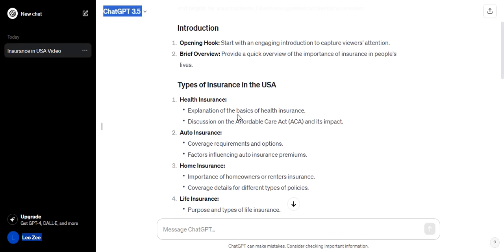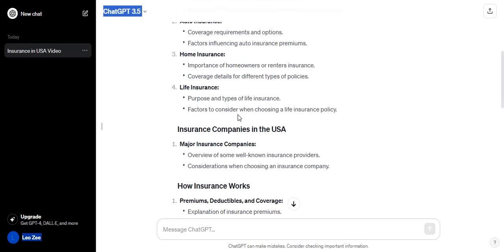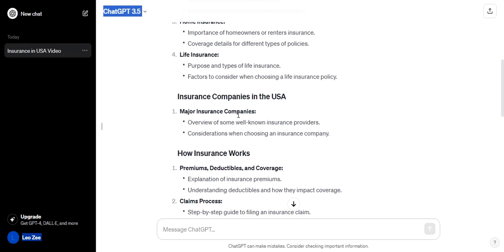Home insurance: the importance of homeowners or renters insurance coverage, with details for different types of policies. Life insurance: the purpose and types of life insurance, and factors to consider when choosing a life insurance policy.